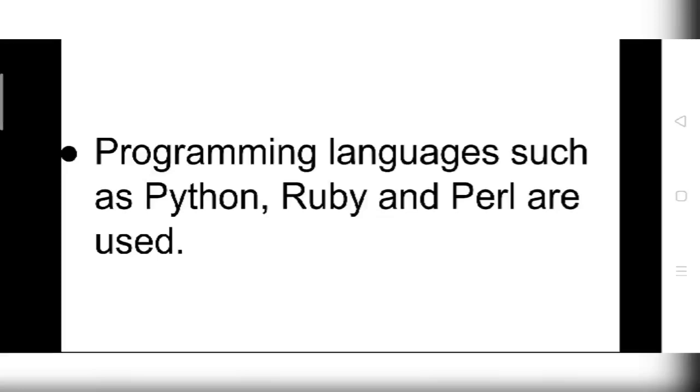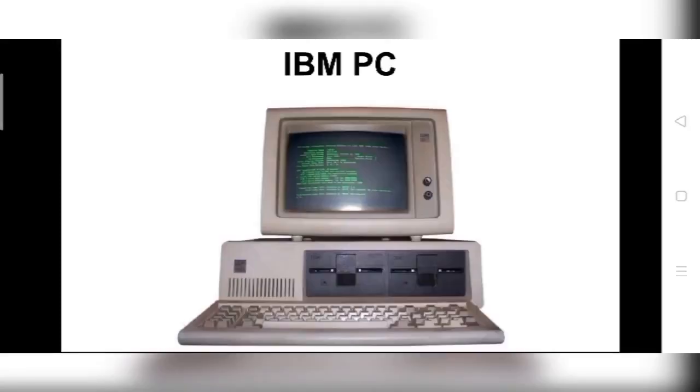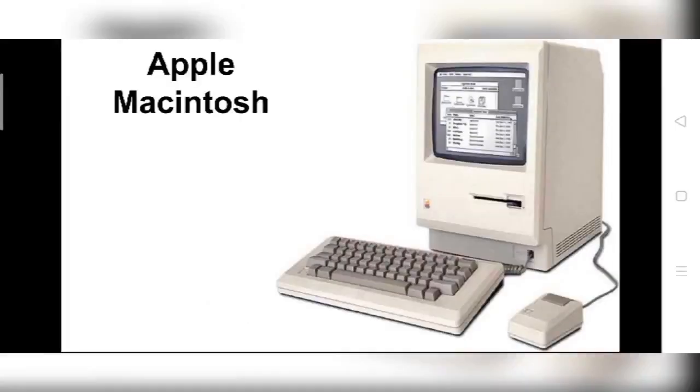All right. So now we are going to see some of the examples of fourth generation computers. First example is IBM PC. This is an image of IBM PC, which is an example of fourth generation computers. Now next example is Apple Macintosh. This is also an example of fourth generation computers. You can see on your screen Apple Macintosh. Okay, this is an image of Apple Macintosh, which is an example of fourth generation computers. So these are the two examples which you have seen now of fourth generation computers.